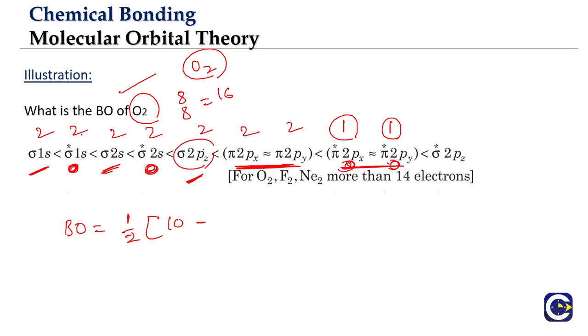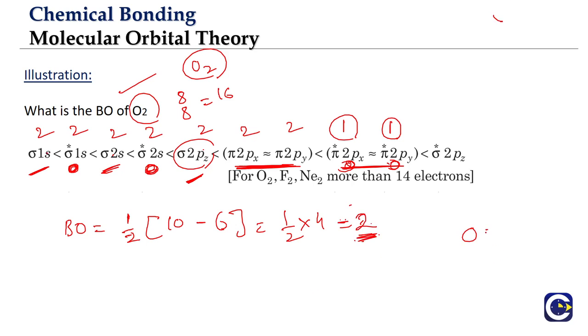Anti-bonding. So totally how much we have? 2 plus 2, 4, 4 plus 2, 6. So what is it? Half into 4, which is 2. Remember, normally as per the Lewis theory, what do we predict?